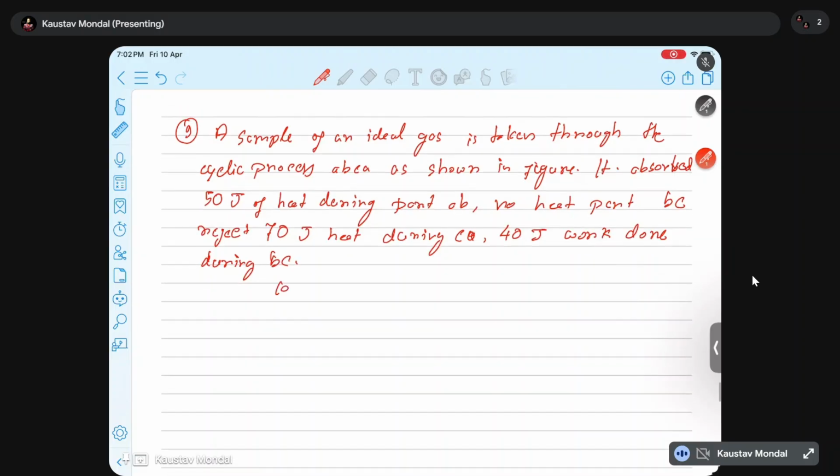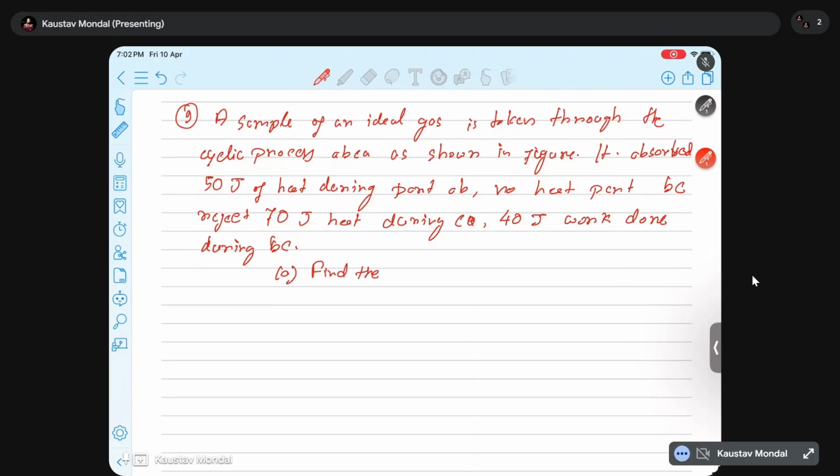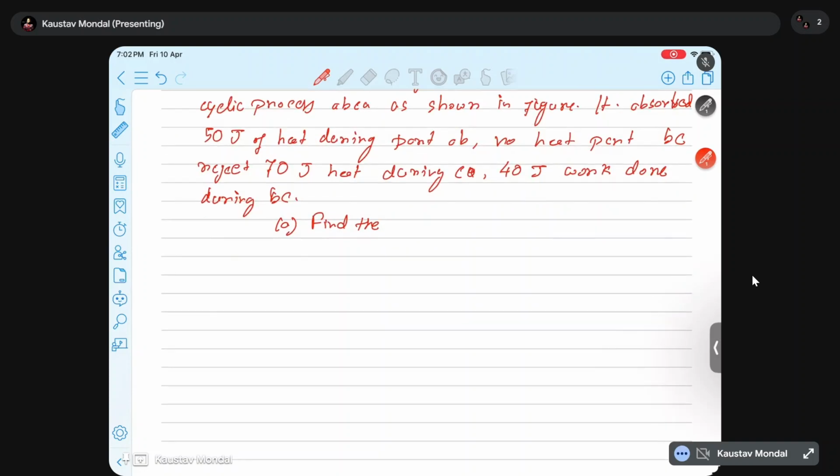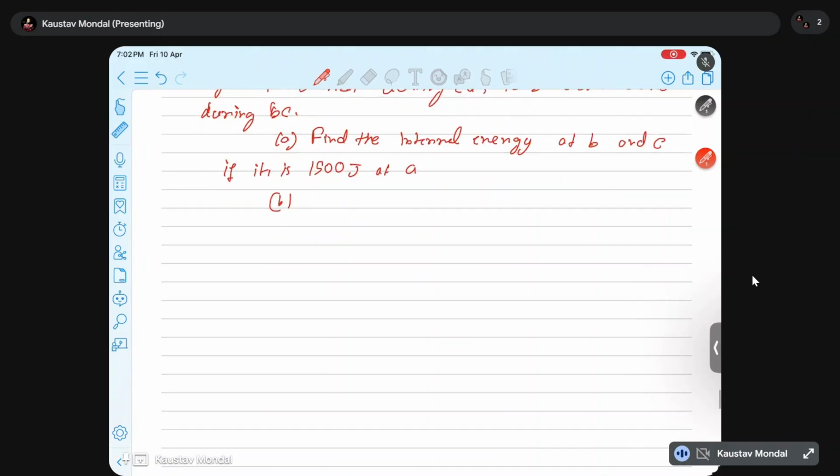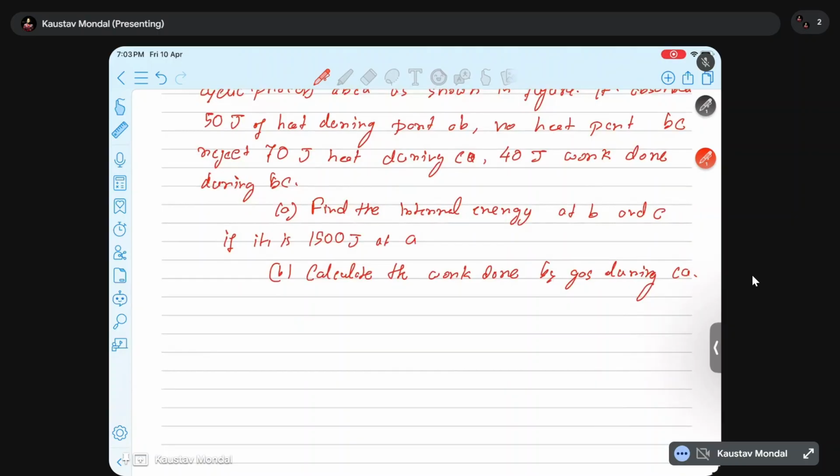So two questions are asked. The question is, find the internal energy of the gas at B and C if it is 1500 joule at A. And the second question is, calculate the work done by the gas during CA. Okay, so before that, let me just draw how the PV diagram looks like.